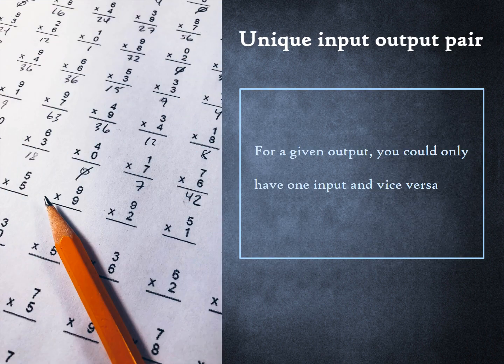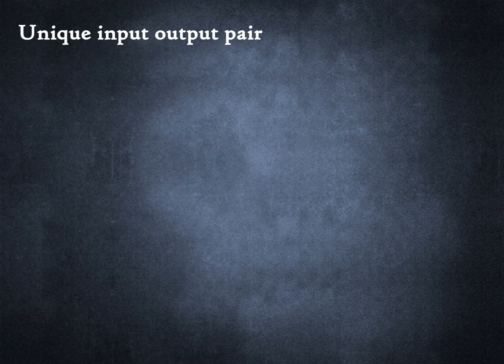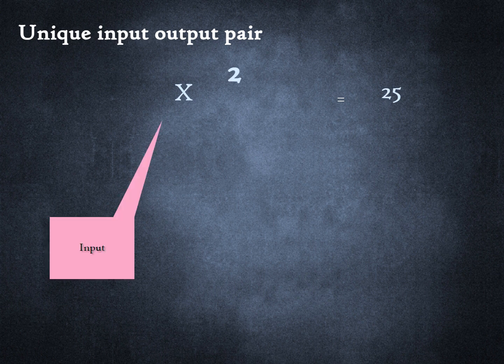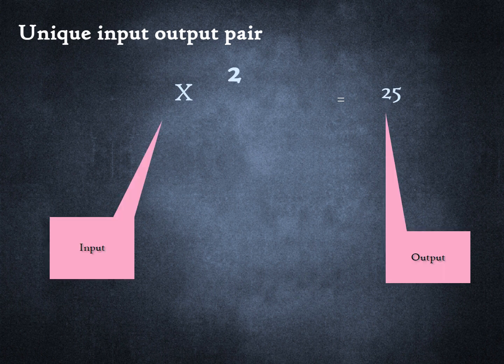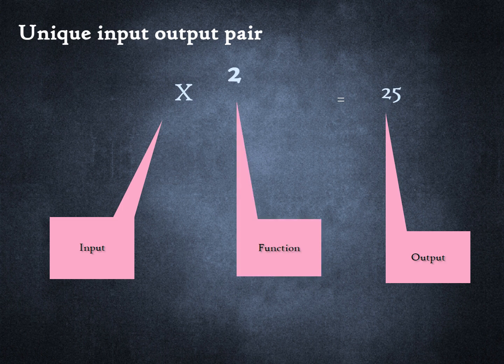The property of a unique input-output pair means that for a given output, you could only have one input and vice versa. Consider the equation where x squared is equal to 25. x is the input. 25 is the output. The mathematical function used is the squaring of a number. There are two possible values of x, +5 and -5. Hence, this is an example of an equation where the property of unique input-output pairs is not present.